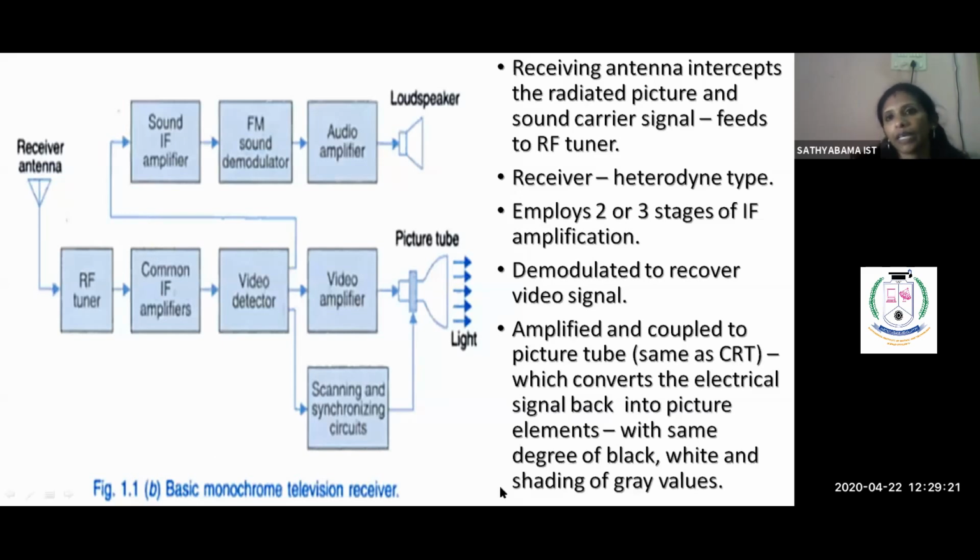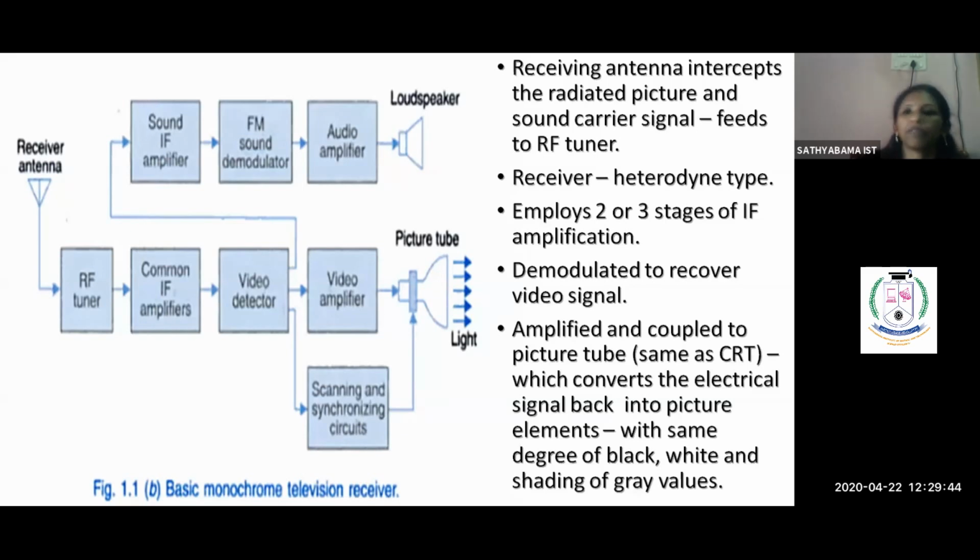So we have to get the picture quality back and the voice quality. For that, we are using a loudspeaker as well as a picture tube in your television system. In the receiving antenna, we will have the received signal. The received signal gets tuned by means of your RF tuner, that is your radio frequency tuner, and we'll have a number of IF amplifier stages.